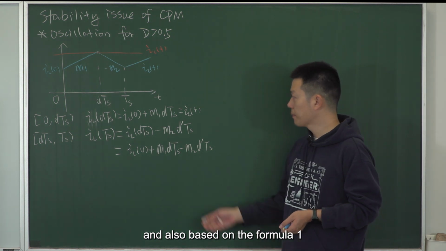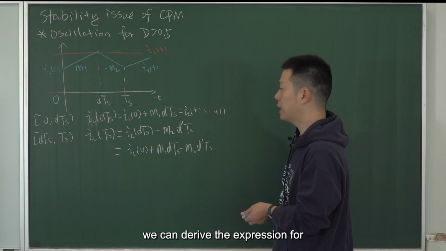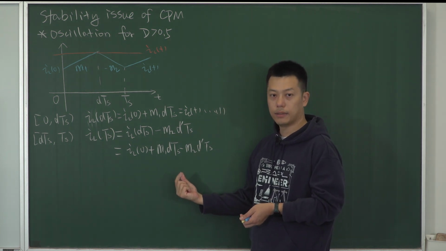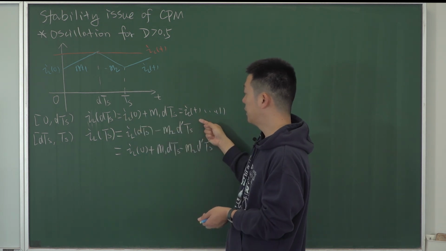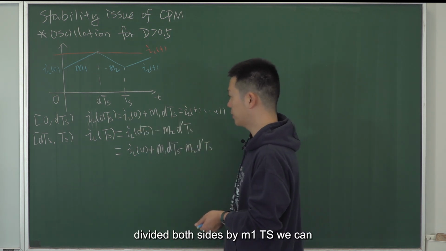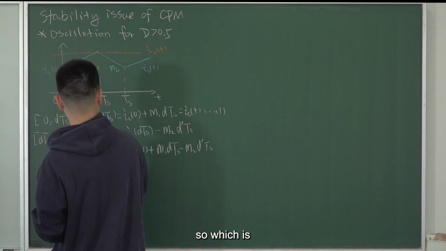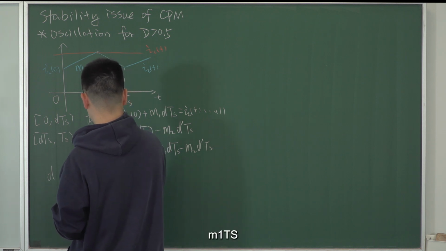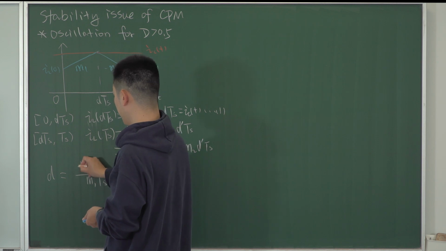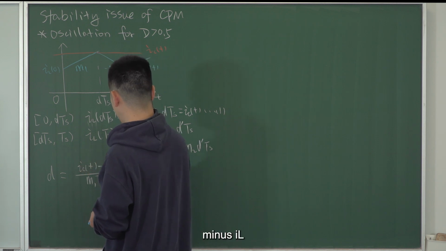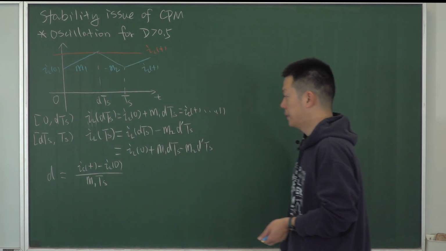And also, based on formula 1, we can derive the expression for the duty cycle. So we move IL0 to the right-hand side and divide both sides by M1 TS. We can solve the expression for D, which is 1 over M1 TS times ICT minus IL0.